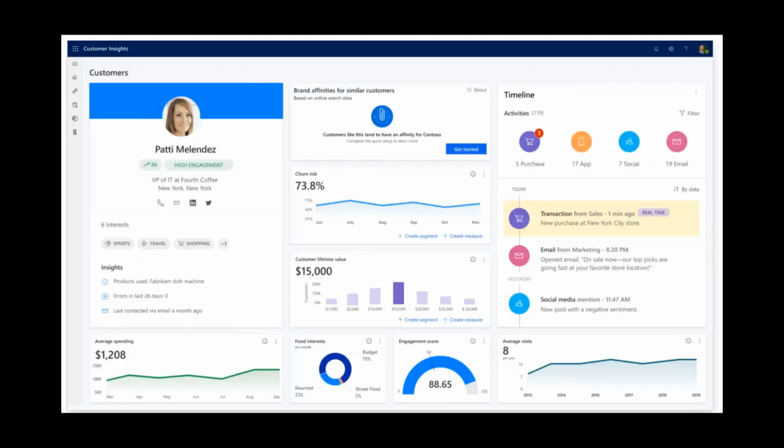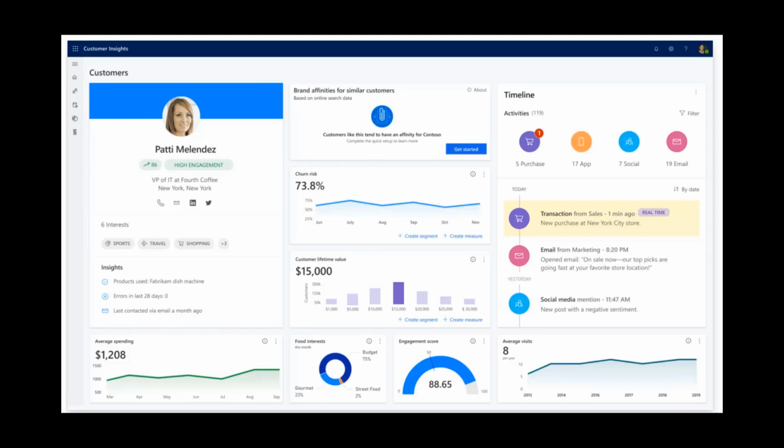That's the key difference here. So now in my customer insights, let's assume I've brought in data from multiple systems. What does my customer profile look like? Let's take a look at this screen, which says Patty. It gives me a score of 86, which says this is a highly engaged customer with my business, right?